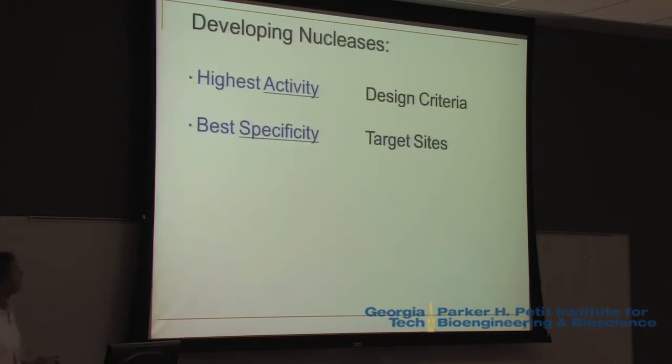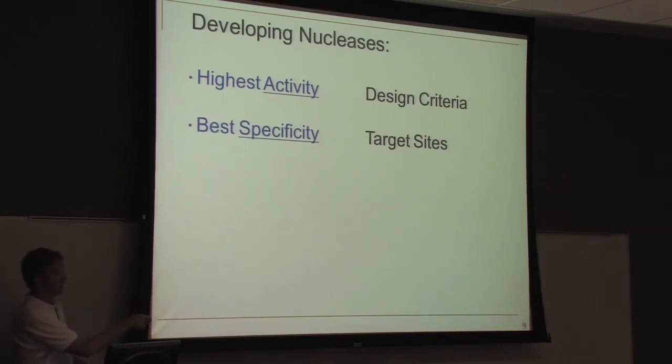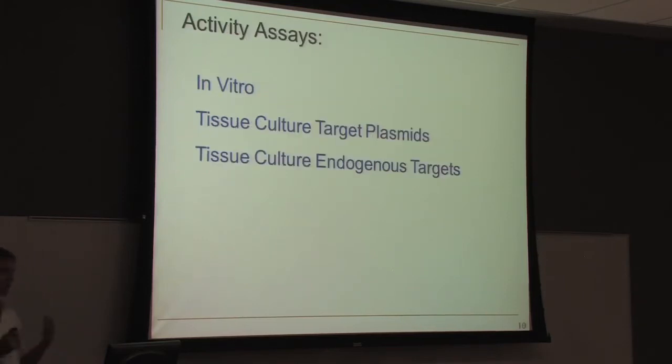And in this regard, we want to get the highest activity, but the best specificity. And so we changed the design criteria, and as I mentioned, possibly the target sites. And so to measure these, we have a number of different assays. The simplest is an in vitro cleavage assay. And this is basically as easy as a restriction digest.